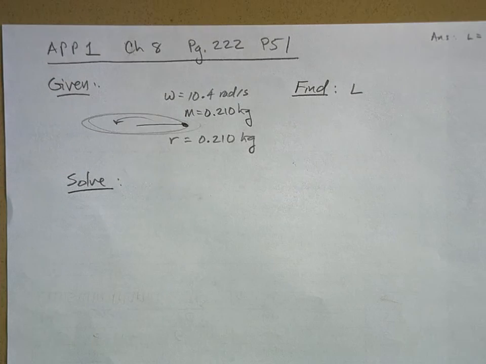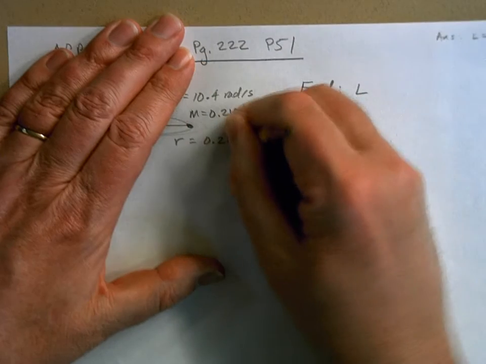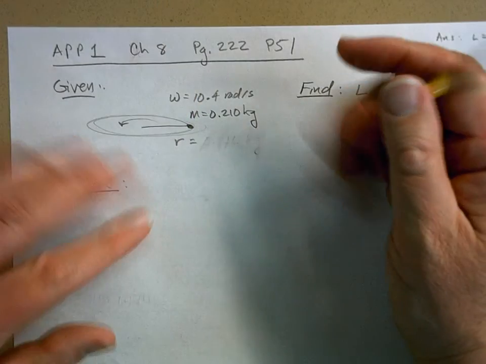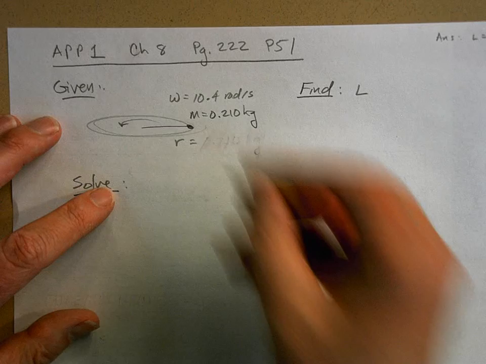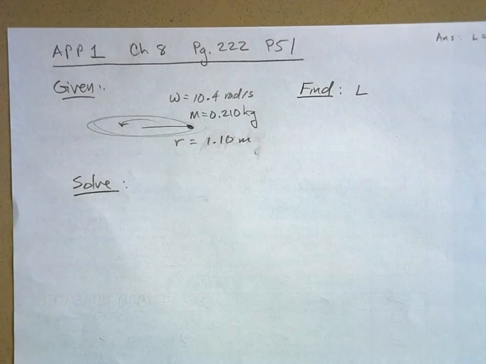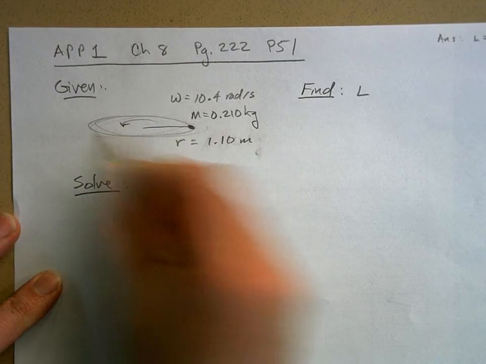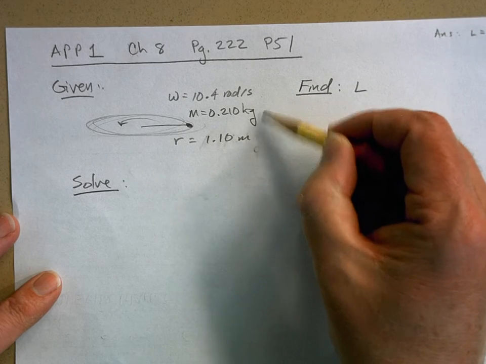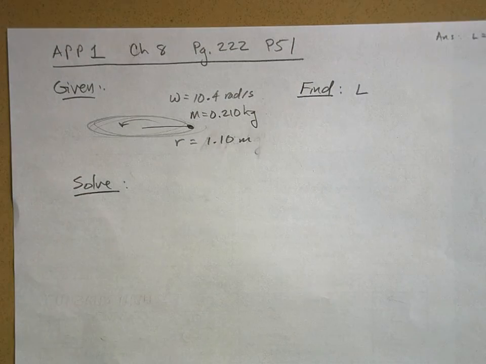And so, I made a mistake here. This is wrong. I knew I wrote something wrong. The radius was, what did it say? 1.1 meter. Okay, so we got a ball on the end of a string. We're spinning it around at this angular velocity. It has this mass and it has this radius. And we want the angular momentum.